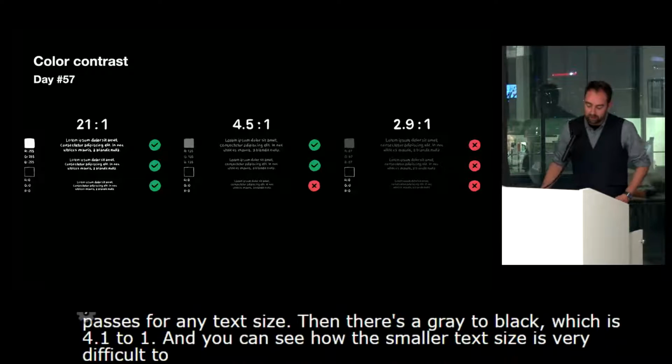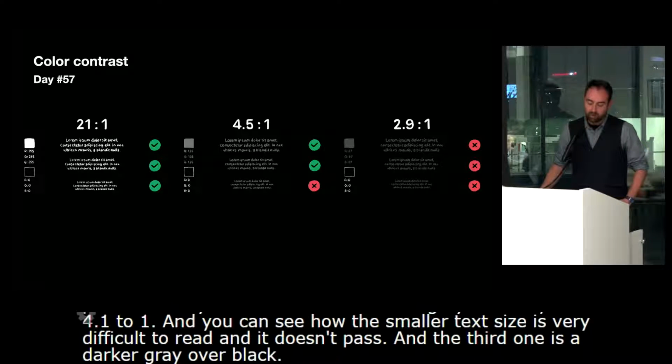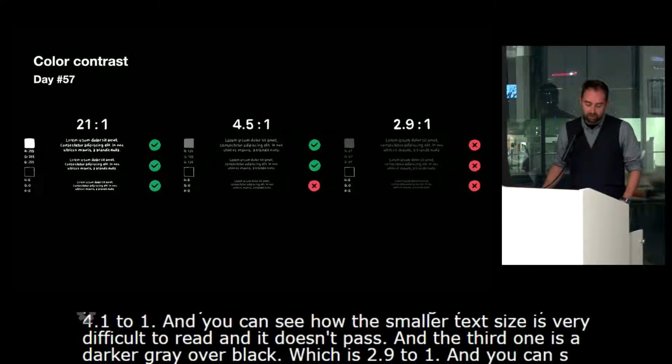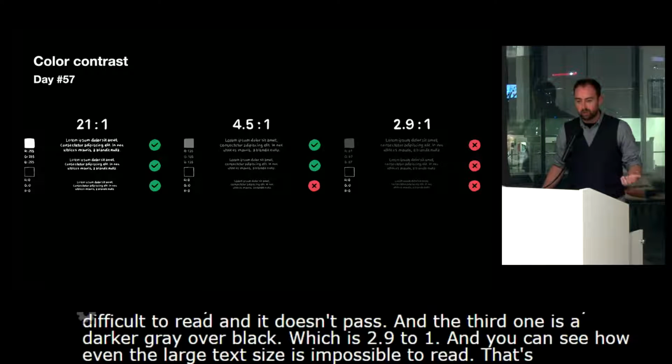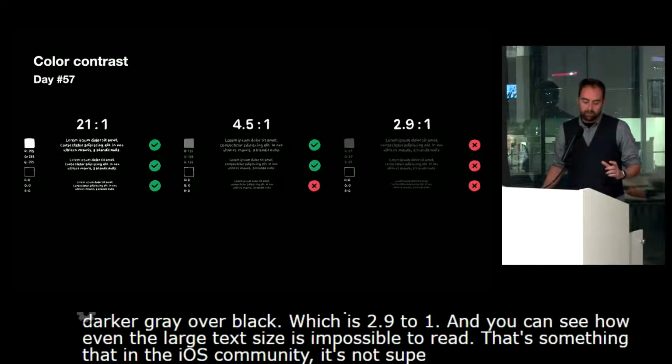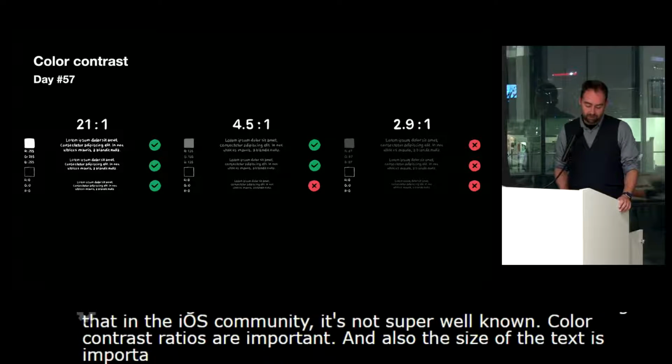And the third one is darker gray over black, which is a 2.9:1, and you can see how even the large text size is impossible to read. And that's something that in the iOS community is not super well known, that color contrast ratios are important, and also the size of the text is important as well. So I think this is super useful.